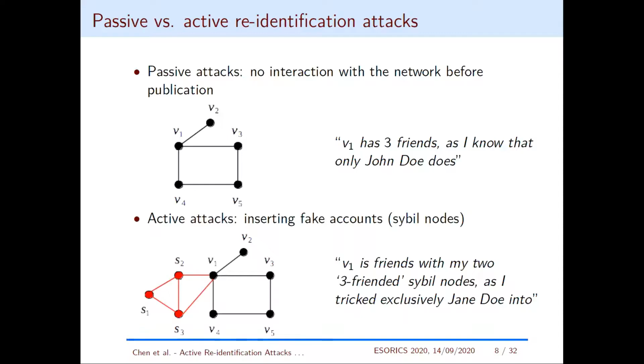The attacks where the adversary does not interact with the network before publication are called passive attacks. And in this case, the adversary relies on public information, for example, the number of friends, to re-identify the users. In an active attack, on the other hand, the adversary first interacts with the network, for example, by inserting fake accounts, and these fake accounts are used to create unique fingerprints that allow the adversary to re-identify the individuals.